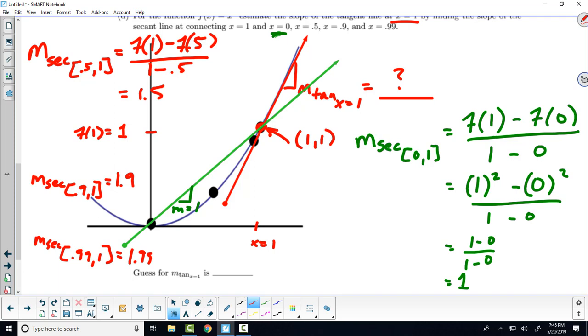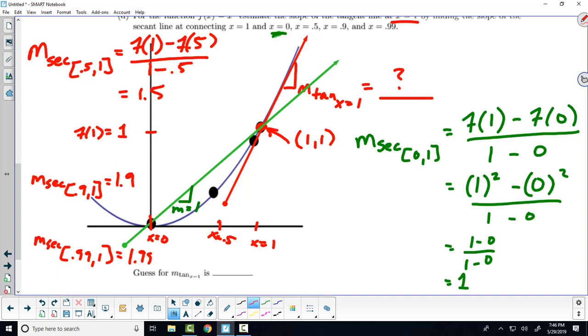We are moving this second point. Specifically, we're bringing this second x value closer and closer to the fixed x value of 1. Here we had x equals 0, then we did it for x equals 0.5, and then for x equals 0.9. We're bringing those x values in closer and closer to x equals 1, and we're then computing the corresponding slope. And we're finding that the corresponding slope is getting closer and closer to 2.